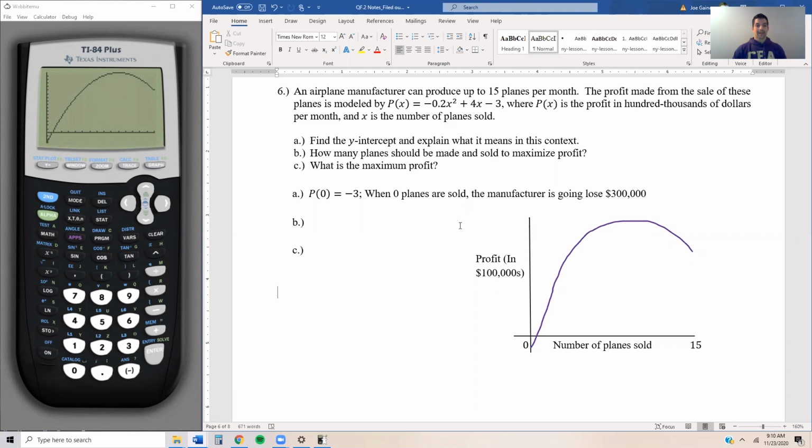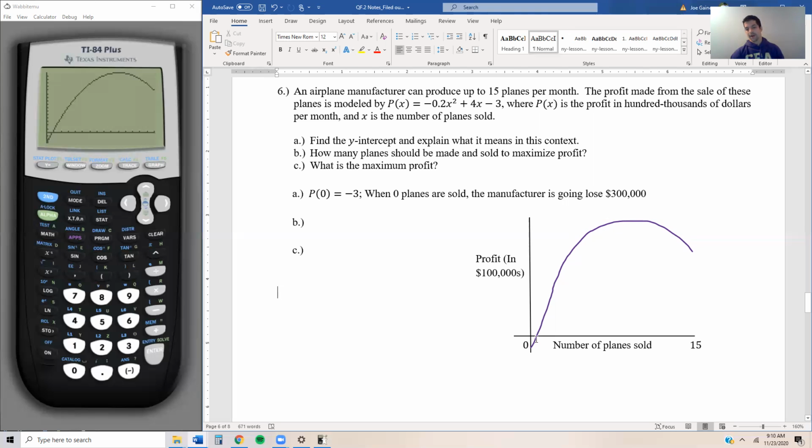So the question was, how many planes should be made and sold to maximize profit? Well, let's look at our graph. Now that we have it labeled, the y-axis shows us profit. So what we want is the highest value possible on the y-axis. If I follow my graph along, it curves, comes to the top, and then at one point it starts to turn around and come back down. Mine's not the greatest, but let's just say it's right here. This is the vertex point. So the vertex point is where it's turning and now it's coming back down.